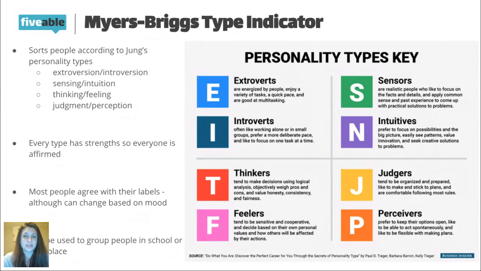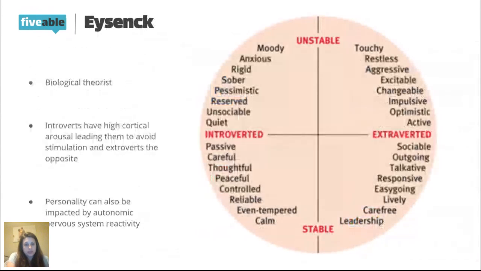Another theorist who sorted people based on personality traits is Eysenck. Eysenck is a biological theorist. Their perspective comes from the idea that yes, they want to describe us based on our traits, because you'll see there's stable and unstable and extrovert and introvert. So they're using traits to describe us. But this theorist, Eysenck, gets more at the why. Why are some people extrovert, some people introvert?